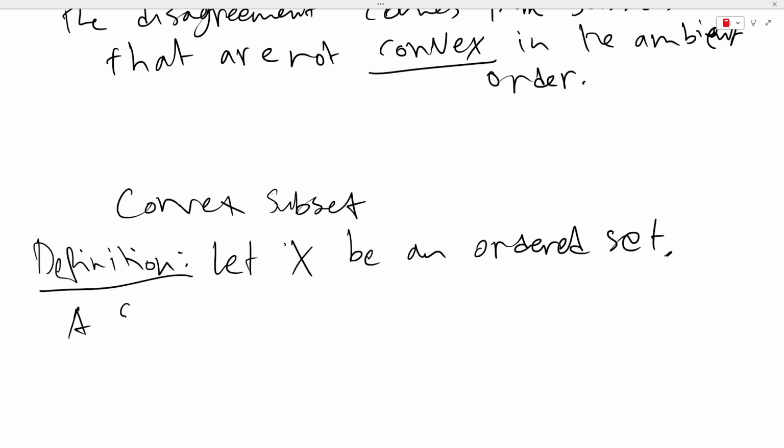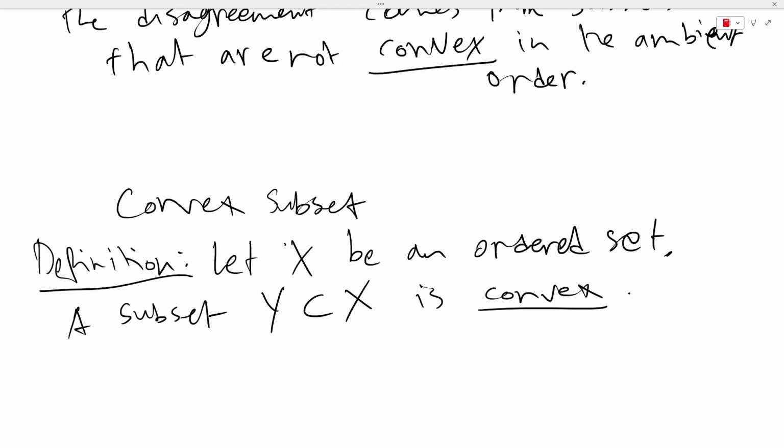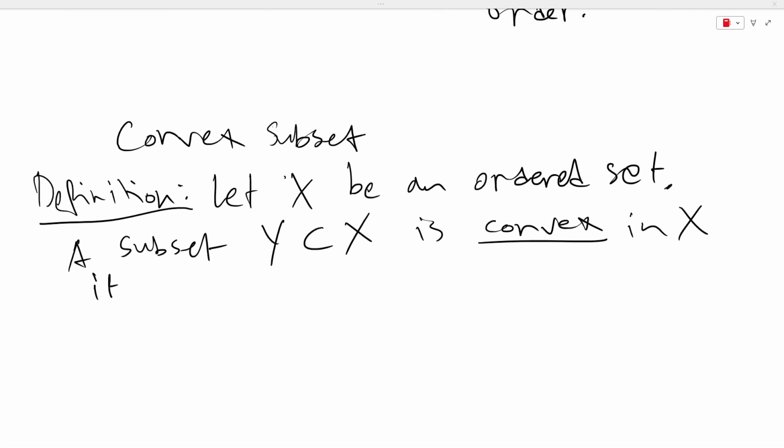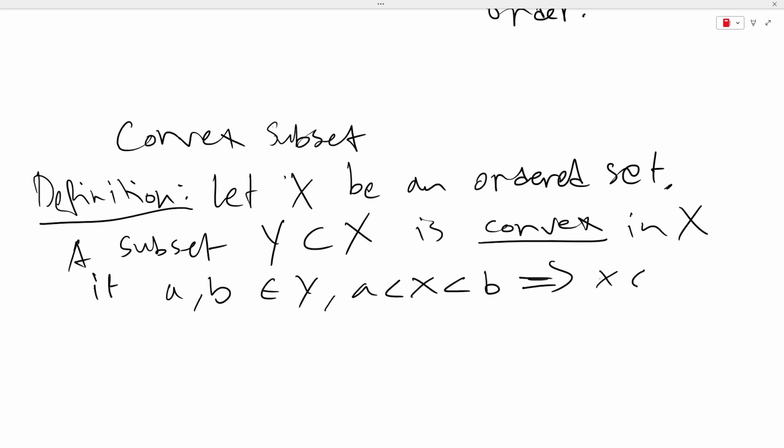A subset Y of X is convex in X if, whenever a and b are in Y and there is some x between a and b, this implies x is in Y. Equivalently, you can say Y contains every open interval determined by its own points, and intervals and rays of X are therefore convex.